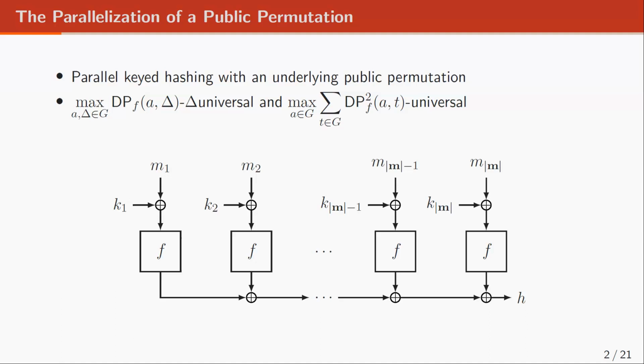So what we're doing is we're studying keyed compression functions, keyed hash functions, where we build them using primitives that we make non-function computation. And our goal here is to show that we can bound the universality of this construction as a function of the differential probability of the primitive.